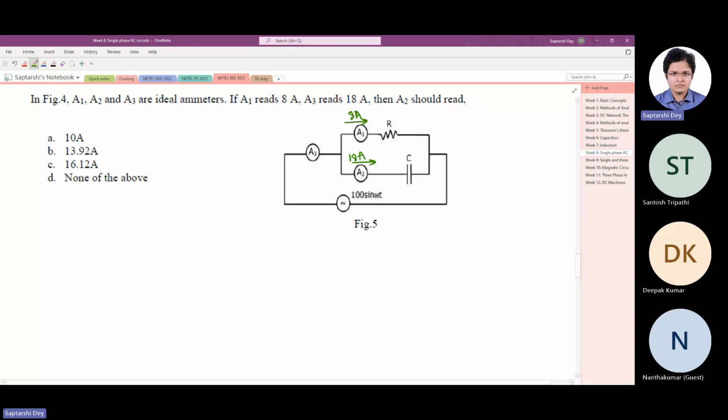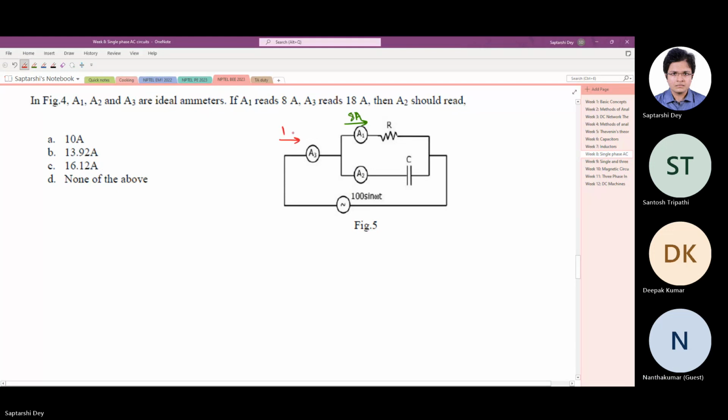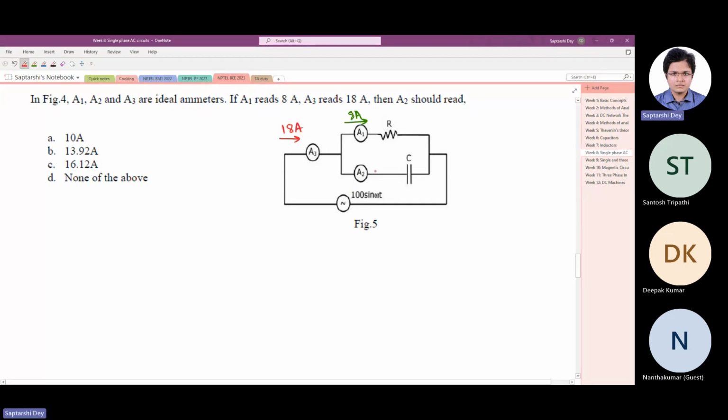Now we have to draw the phasor diagram to understand the relation between these two currents. Now we can see that it's a parallel circuit. So if it's a parallel circuit, what we have to do? A3, excuse me, sir. Sorry, yeah, go ahead. So A3 reads 18 amps, sir. It's not A2. Okay, they said A3. Okay, sorry. So this is 18 amperes, so you have to find out this. Again, we cannot say that it's 10 ampere because we don't know the relation between 8 and 18.